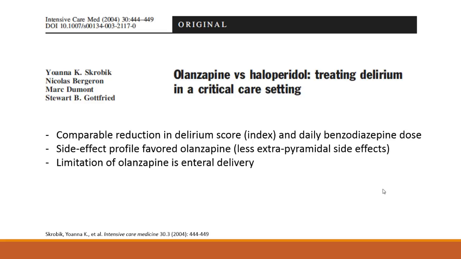And so what they found was the delirium index had decreased in both groups, as did the use of benzodiazepine doses. But there was less side effects, specifically extrapyramidal side effects with the olanzapine arm. So it was a negative study.